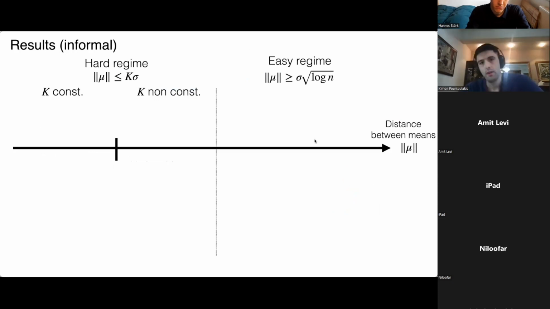Okay, it does now. All right, so results, informally, based on the results that we have, we separate them into 2 regimes. We have the easy regime, which is when the distance between the means, which is mu, is bigger than sigma times square root log n. And we have the hard regime, where the distance between the means is smaller than k times sigma, where k can be a constant or a non-constant. If it's a non-constant, it has to be up to square root log n.